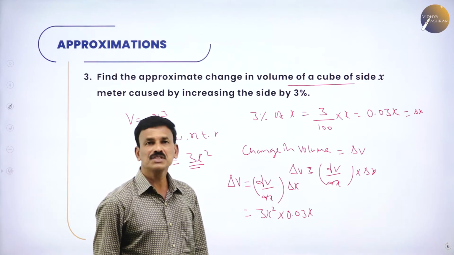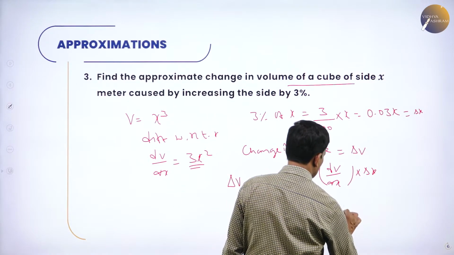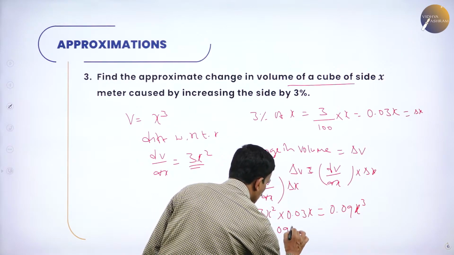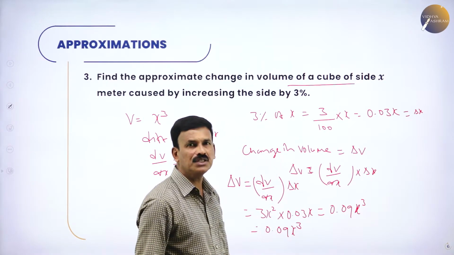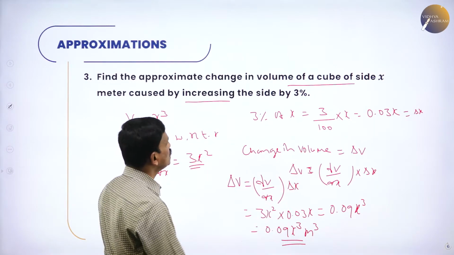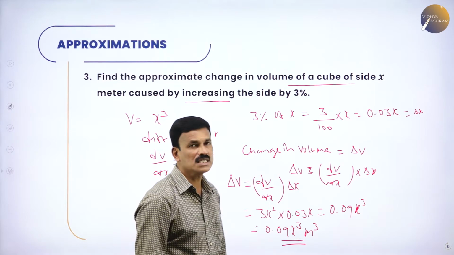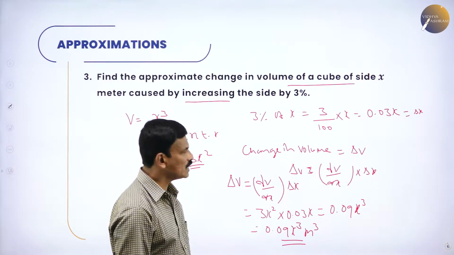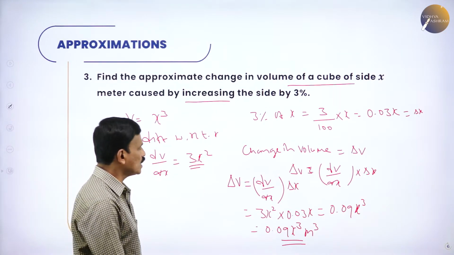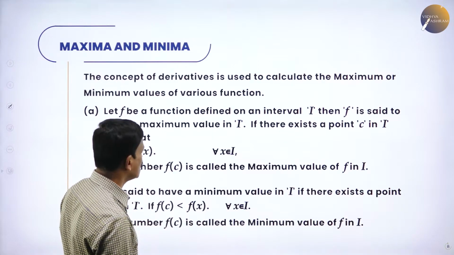0.03x. That's it. So if you simplify, 3 into 0.03, 0.09 x square into x is x cube. So 0.09 x cube. So the small change is 0.09 x cube. What is the unit? Unit is meter cube. That's it. So the approximate change in volume of the cube whenever the side x is increased by 3% is 0.09 x cube meter cube. That's it. Okay. Now let's come to the next concept.